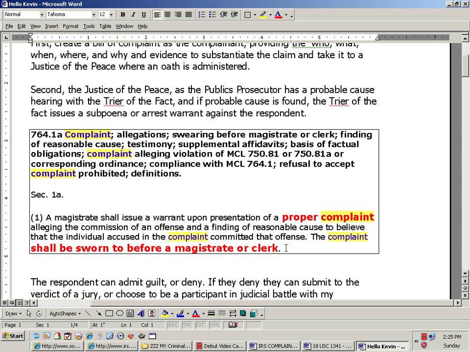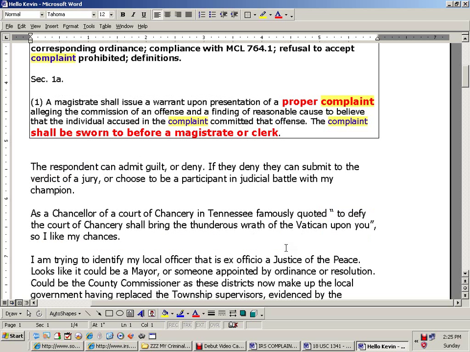But who's a magistrate? Well, from what we found out yesterday from the United States Supreme Court, they said a notary is ex officio a justice of the peace. Okay, so the respondent can admit guilt or deny. If they deny, they can submit to the verdict of a jury or choose to participate in judicial battle with my champion. As the Chancellor of the Court of Chancery in Tennessee famously quoted, "To defy the Court of Chancery shall bring the thunderous wrath of the Vatican upon you," so I like my chances.